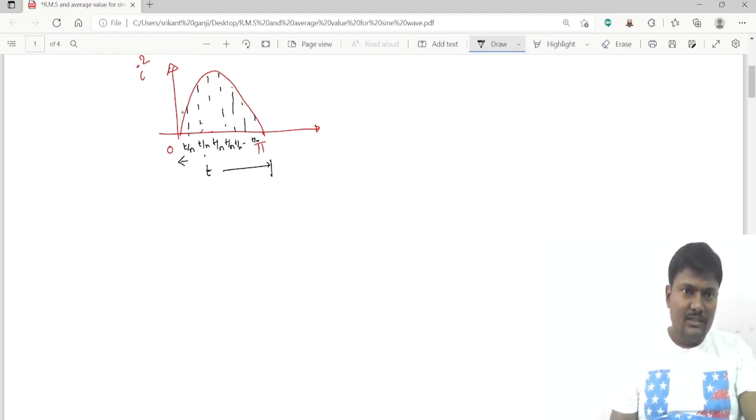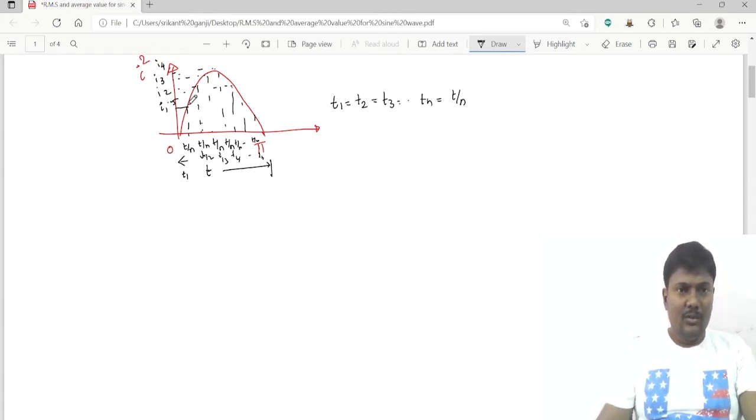At the first position the instantaneous value is i1, and here it is i2. At t3, i3, and after that i4, i5, and like that. So t1 is equal to t2 is equal to t3 is equal to so on tn is equal to T by n. The positive half cycle can be divided in equal intervals of time.